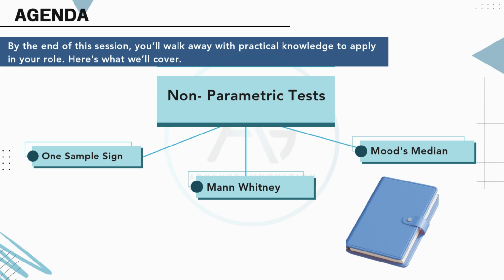Topics: 1. One sample sign test, used when comparing a single sample median to a hypothesized value. 2. Mann-Whitney U-test, a powerful alternative to the two-sample t-test when comparing medians of two independent groups. 3. Mood's median test, which helps us compare the medians of two or more groups to test whether they come from populations with the same median.